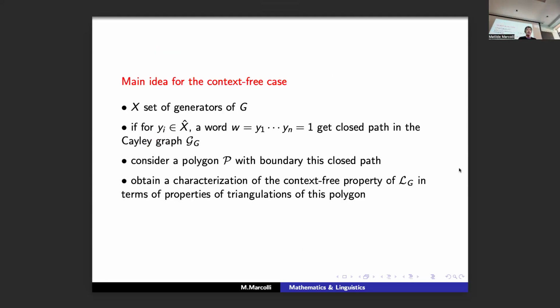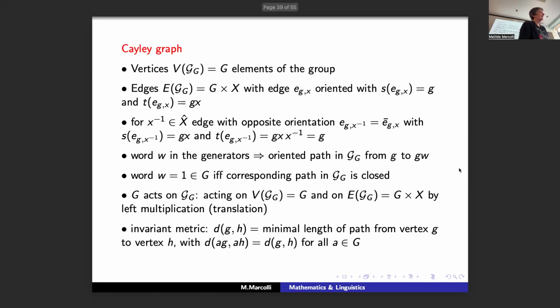So, what is the main idea for, yes? If it was a free group, how would the graph look like? If the whole group was free, sorry.